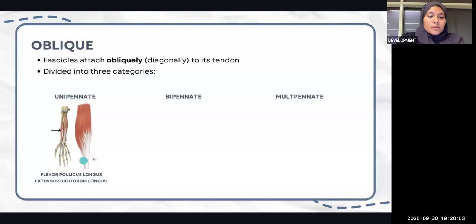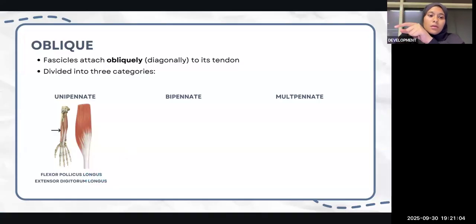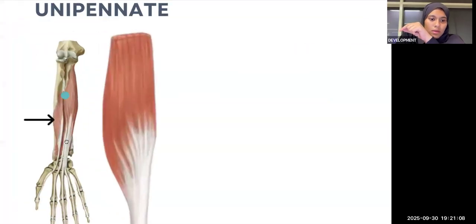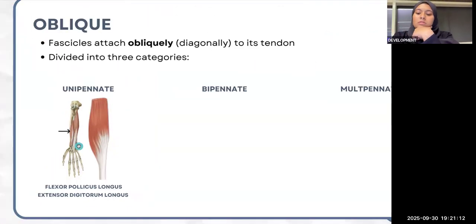And this would be your flexor pollicis longus, which is somewhere over here. It flexes your thumb. And your extensor digitorum longus, which extends your index finger. So your flexor pollicis longus and your extensor digitorum, as you can see, are both unipennate. They're oblique and they join towards a single tendon.